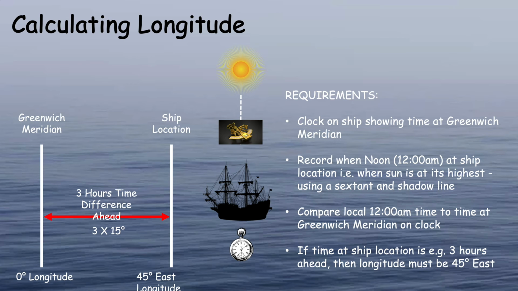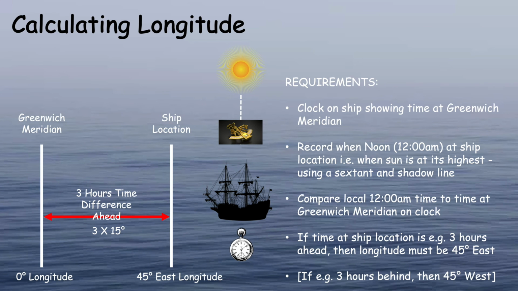Now, if the time at the ship's location is, for example, 3 hours ahead of the time at Greenwich, then longitude must be 45 degrees east. That is 3 times 15 degrees. And equally, if the time on ship is 3 hours behind Greenwich, then you would be 45 degrees west. And by that, sailors were able to solve the problem of how to measure longitude.